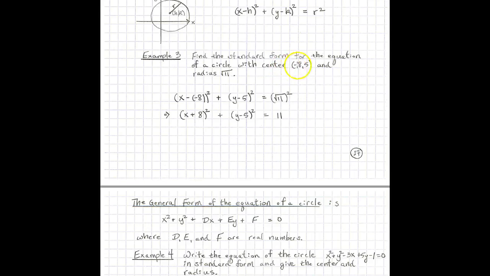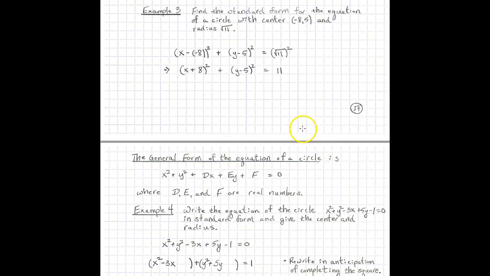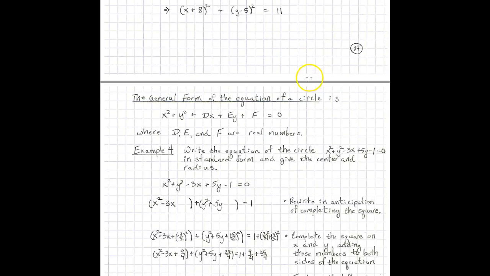Okay, so let's find the standard form for the equation of a circle with center minus 8, 5, and radius square root of 11. So there's your h and your k, minus 8, 5, and here's your r. So r squared would just be 11. So x minus h is x minus a minus 8, or x plus 8 squared, plus y minus 5 squared equals the square root of 11 squared, or just 11. So that's the standard form for the equation of that circle with that center and radius.